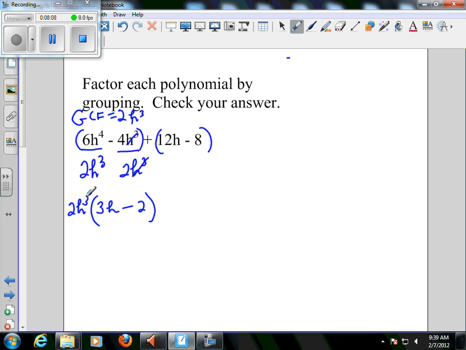Now, in this next set of parentheses, we want to find a GCF. So the GCF of 12h minus 8 would be 4. So let's divide each term by 4. And when we do that, we end up with 3h minus 2. And we want to put the 4 in the front. That is a positive 4, so we'll put a plus 4 there.